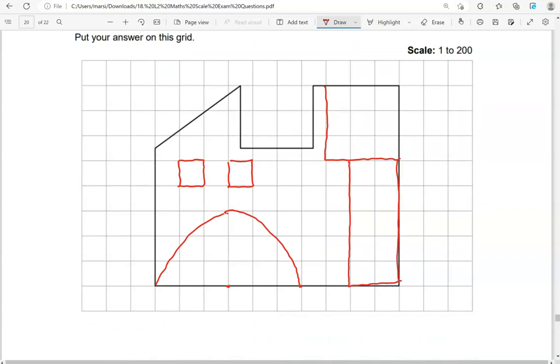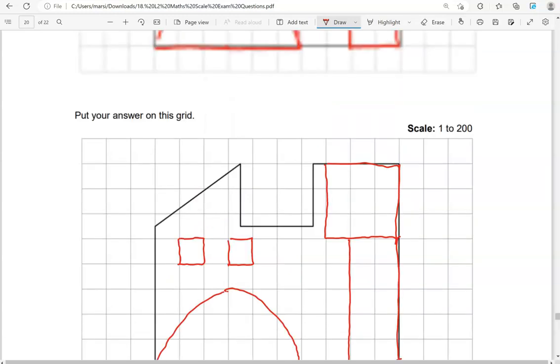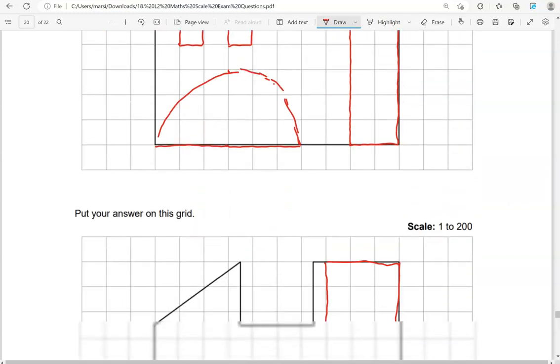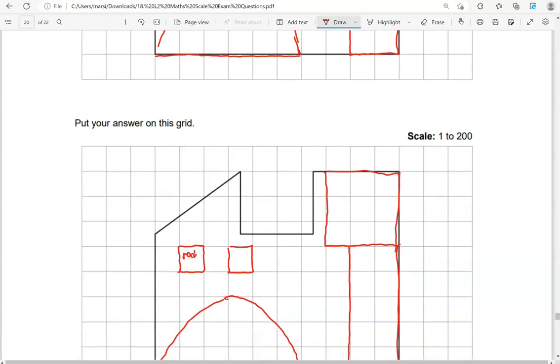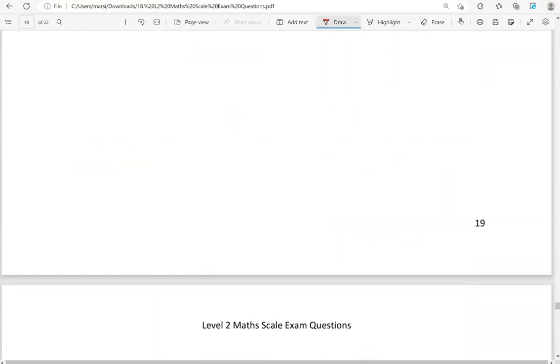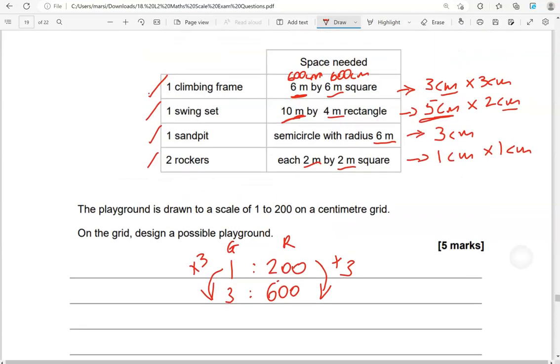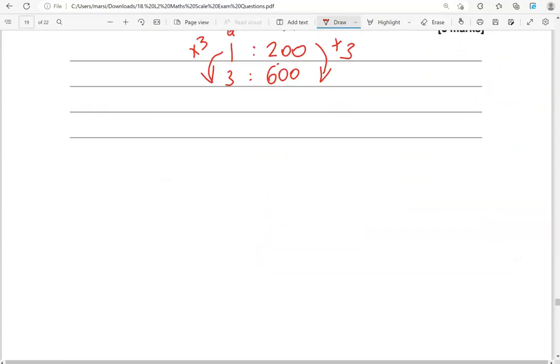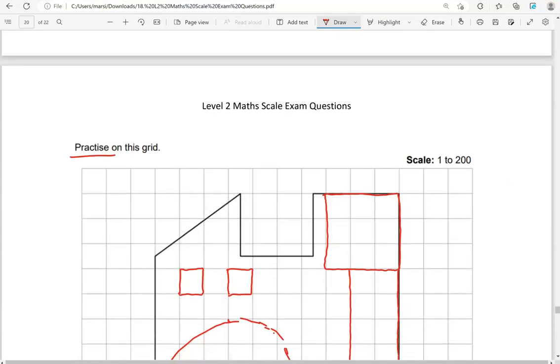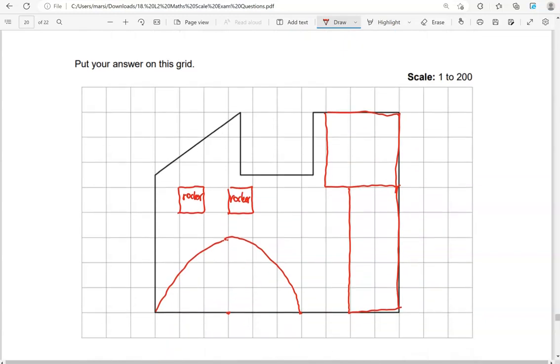Now we should label these. So, rocker, rocker, climbing frame, swing set, and sandpit.